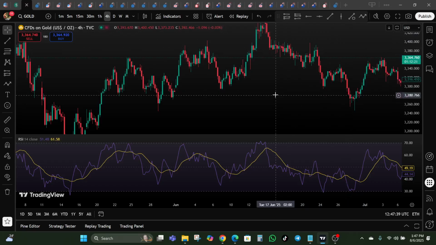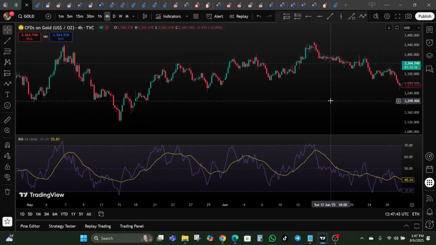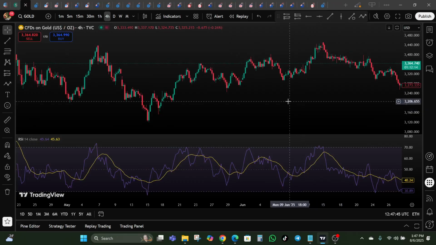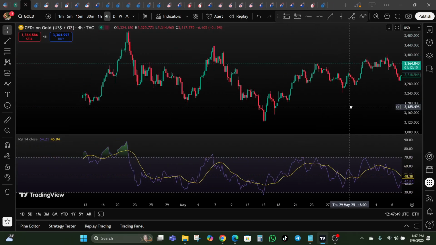It tells us, I'm trying to see if I can find a good example. It tells us that price is still moving in one direction, but the momentum is fading, and that often leads to a reversal.